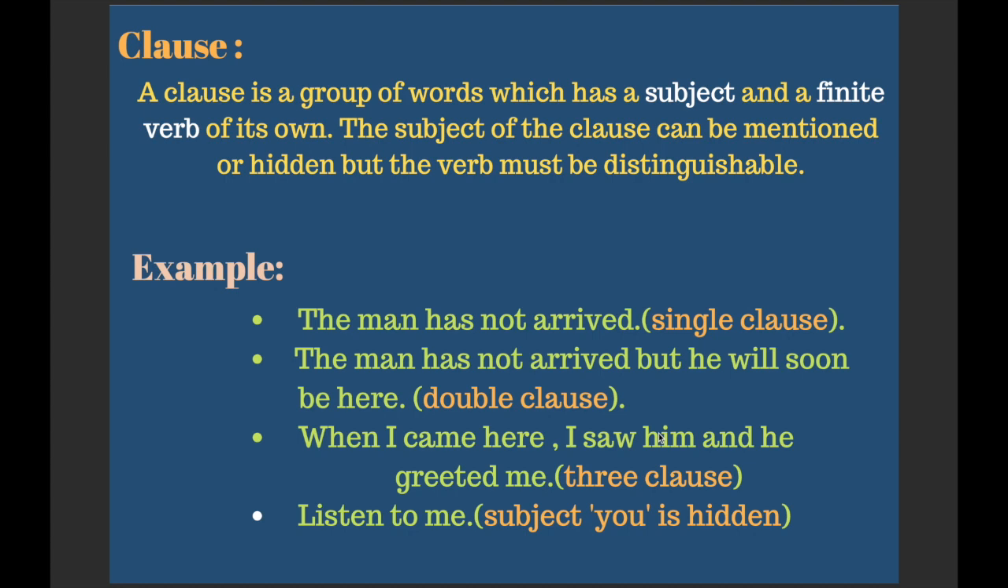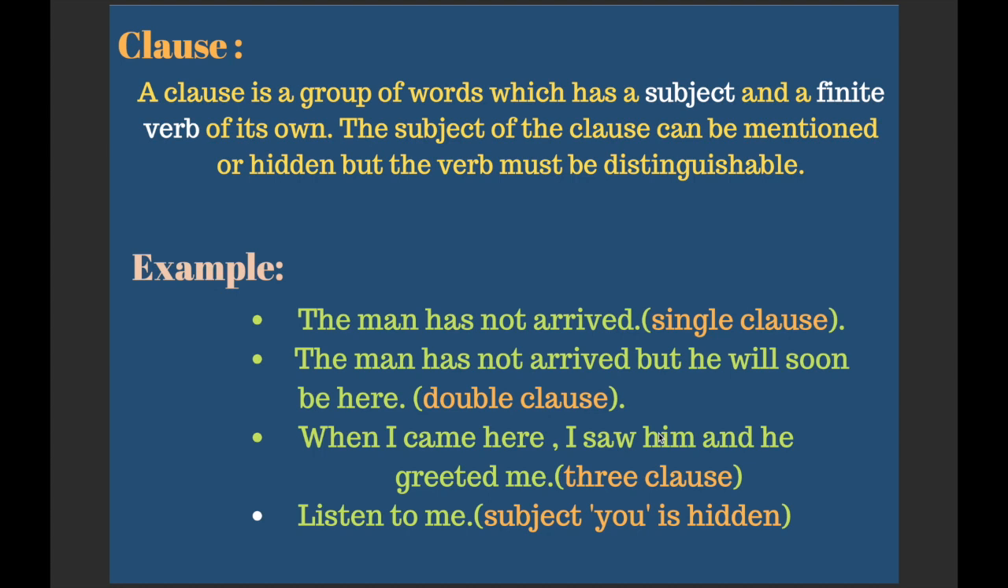Let's first see what actually a clause is. As you can see on your screen, a clause is a group of words which has a subject and a finite verb of its own. And the subject of the clause can be mentioned or hidden, but the verb must be distinguishable. Now, a clause actually is a sentence only. The condition is that it should have a subject and a finite verb of its own.